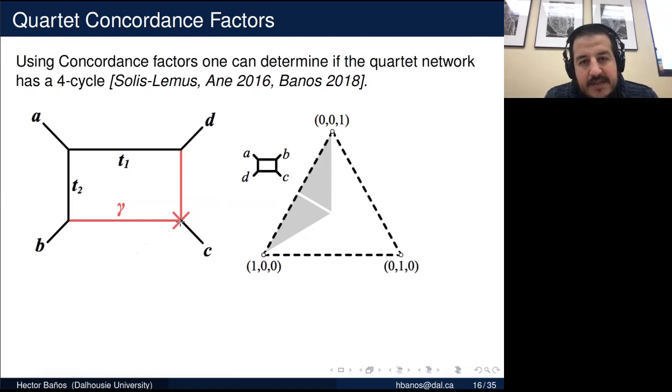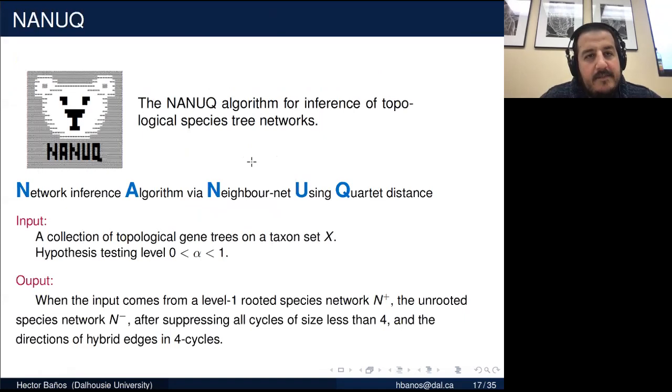If you change that for that and with adequate parameters, you can have the same point in the simplex. But you still get a lot of information. Okay, now we can go to the algorithm. So the algorithm we developed is called NANUQ, which is a word for polar bear in Inupiat.